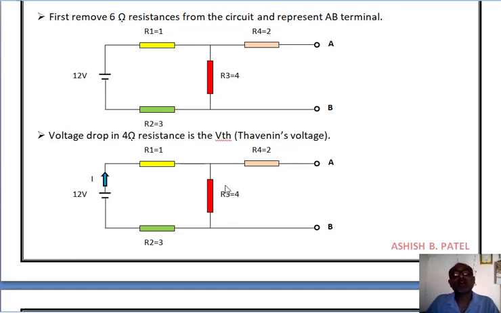The voltage drop across any element depends on the value of the resistance and the current passing through it. So first we need to find the current passing through this R3 resistance. If we can find that current, then we can find the voltage drop across R3. For that, first we have to find the current provided by this battery.